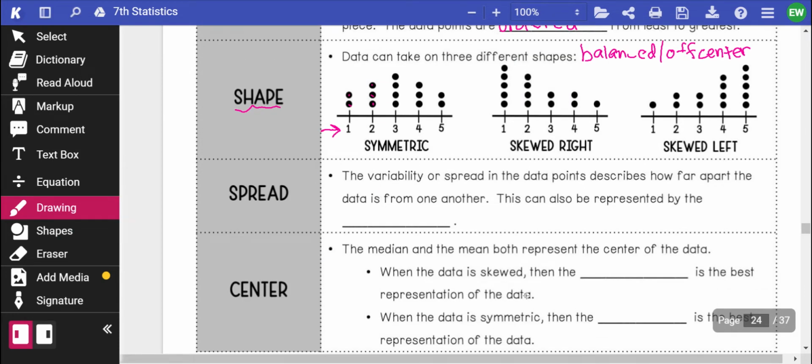Spread is how far spread out the data is, right? So the variability or spread, because we can use the term variability. Remember we talked about that yesterday? To vary is to differ. It's how far apart the data is from one another. It can be represented by the range, which we talked about briefly yesterday. The range is the difference between the low and high points.